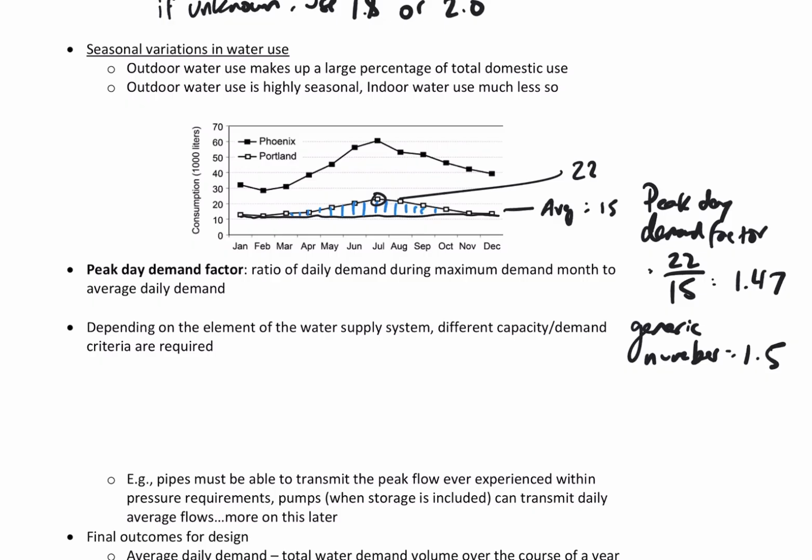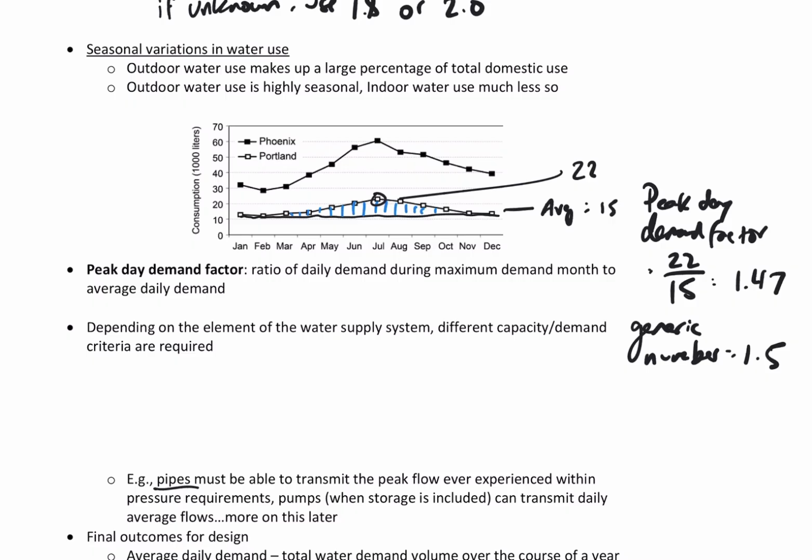And obviously now I have an average demand, a peak day demand factor, and a peak hourly demand factor. And in a second, I'll put all those together. But depending on what element of the water supply system you're designing, different capacities or demand criteria are required. As an example, you could have pipes. I've talked about this a little bit. The pipes have to be able to transmit the peak flow ever experienced within the pressure requirements. So we're going to have to look at the peak hourly flow for that.